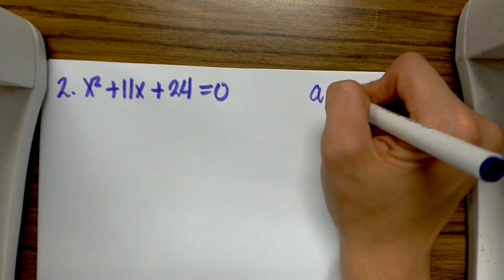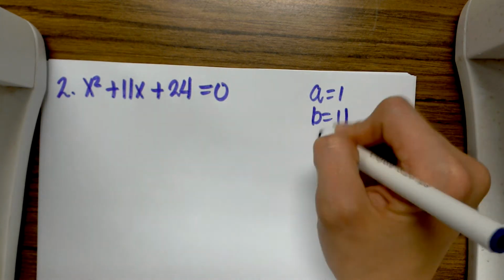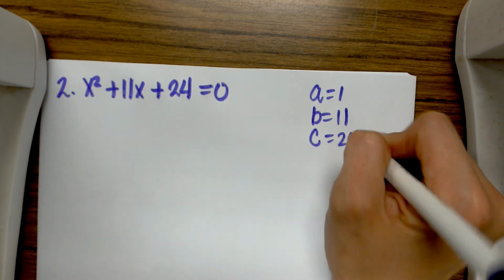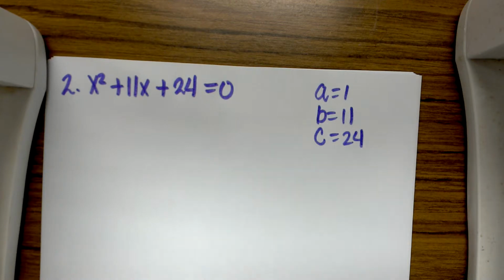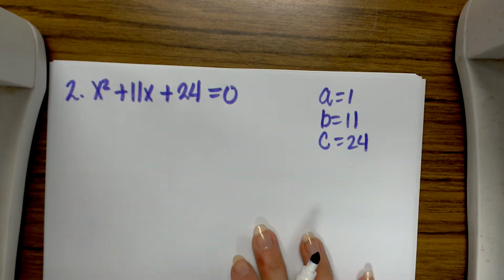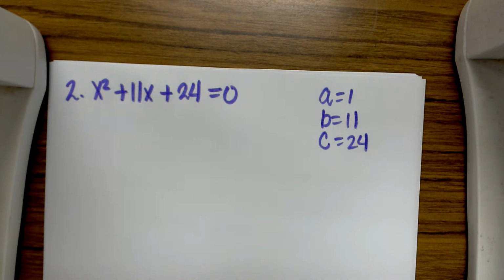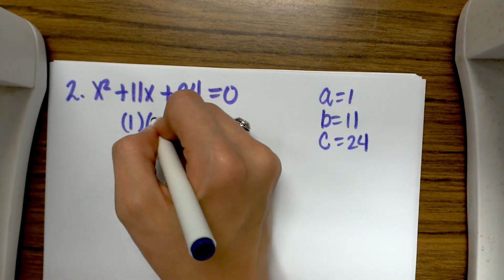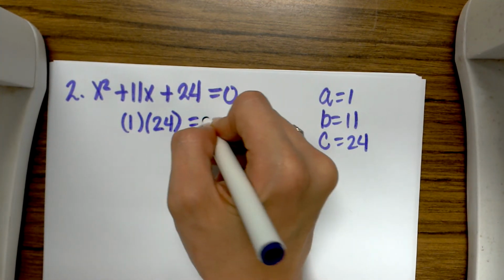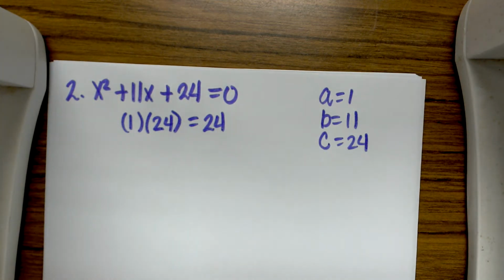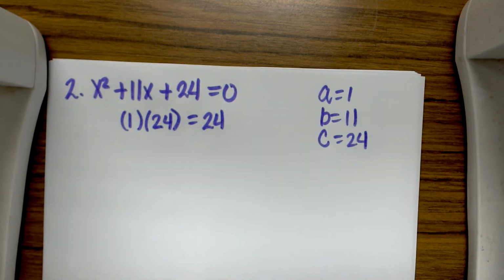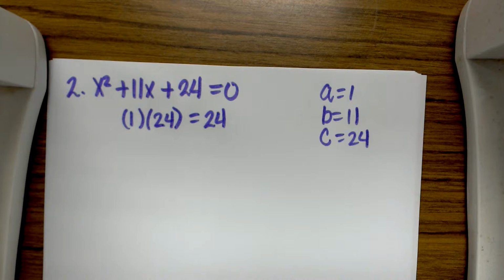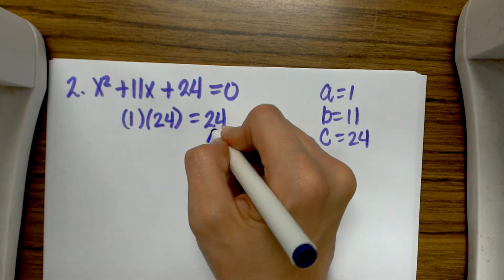My A is 1, my B is 11, my C is 24, right? So, I wrote down my givens. And now, I'm going to multiply my A and my C together. My A is 1, multiplied by my C, which is 24, that gives me 24. So, after I find my AC, I need to find the factors of AC. So let's find the factors.